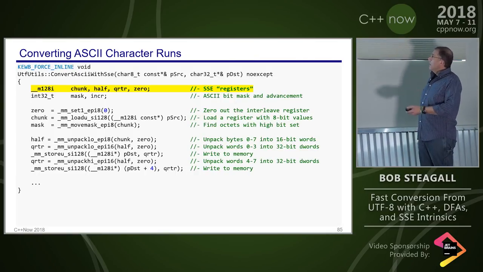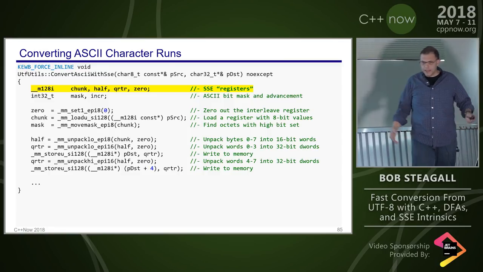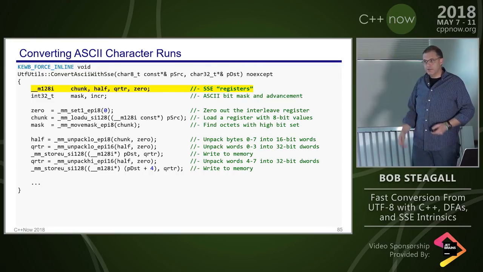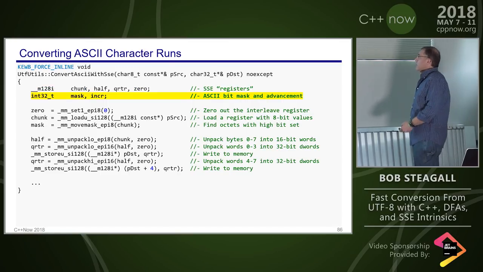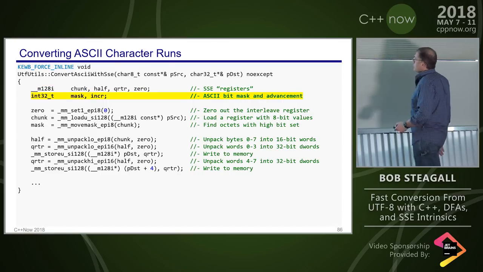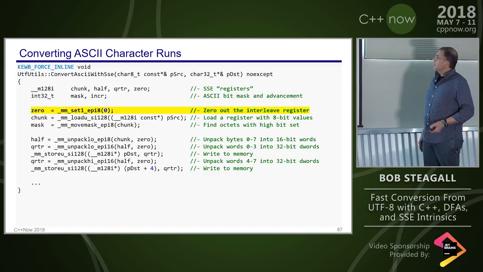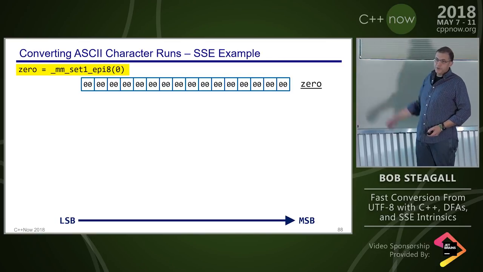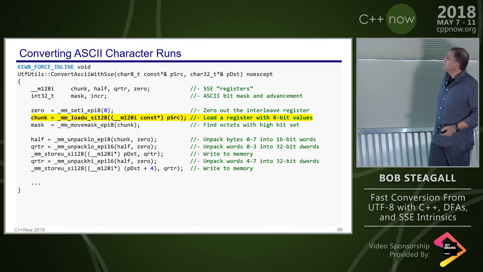So I'm going to declare some SSE registers. Now these are actually C structs. I think the compiler directly translates them into registers and applies register operations to them, but I don't know much about assembler, so I can't say for sure. I've got a couple of helper variables which I will use along the way. The first thing I'm going to do is fill a register with zeros, and I call the register zero. We're going to use this register to zero extend things.